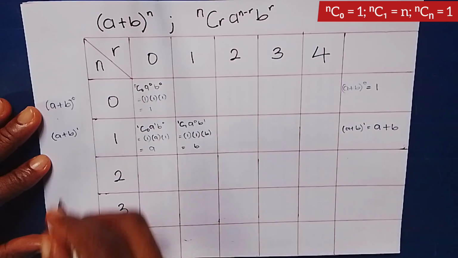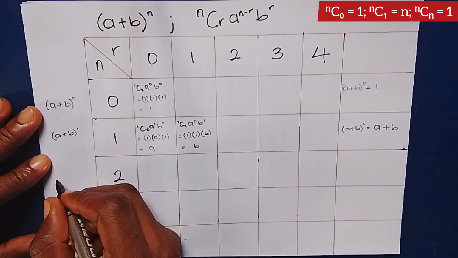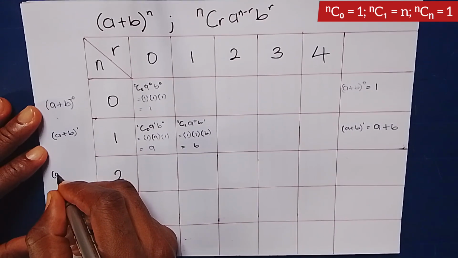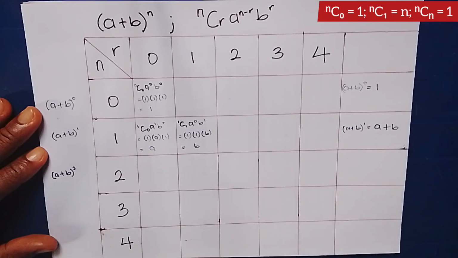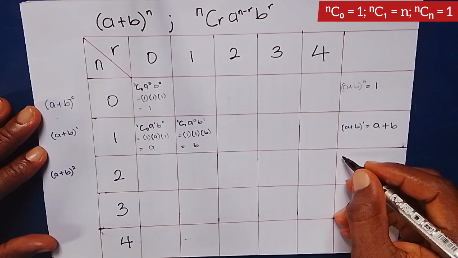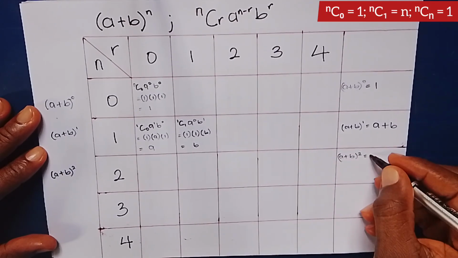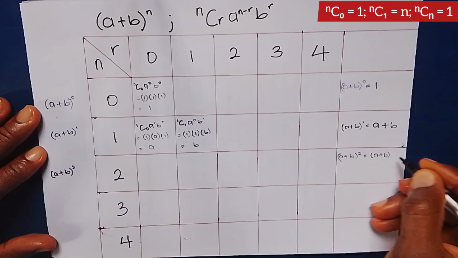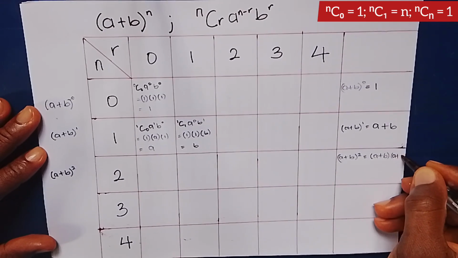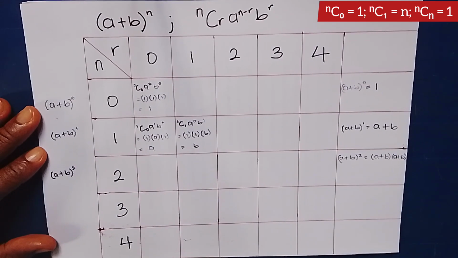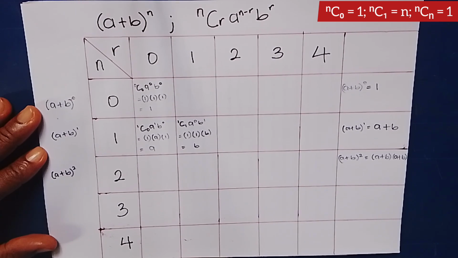Now let's move on to n equals 2. a plus b raised to the power 2. Now you agree with me that this is the same thing as a plus b times a plus b. Now the whole concept of binomial expansion is just a shortcut to achieve this multiplication without going through the long process of multiplying.